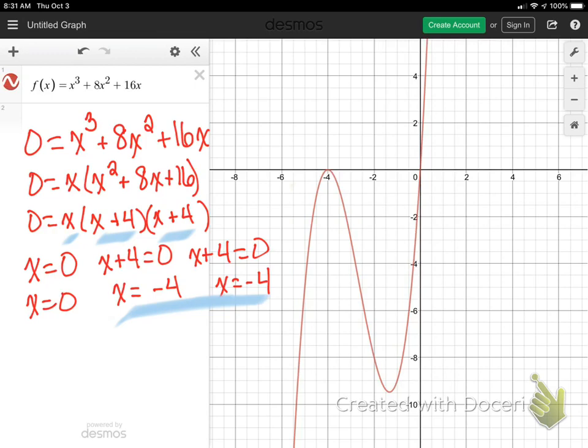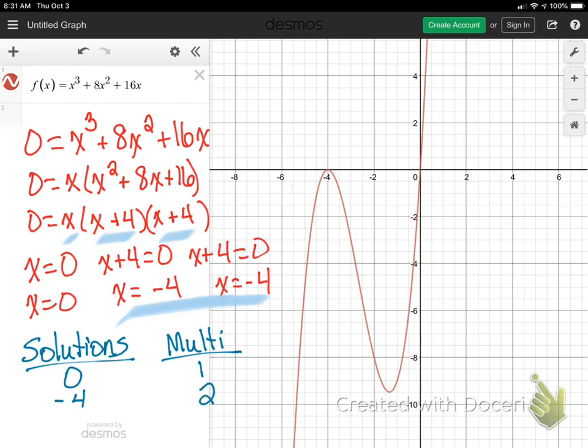My solutions to this are x equals 0 and the multiplicity of 0. How many times did 0 show up? 1. Okay, then another solution is negative 4. How many times did my negative 4 show up? Twice. Okay, so at negative 4, I bumped and went back down.